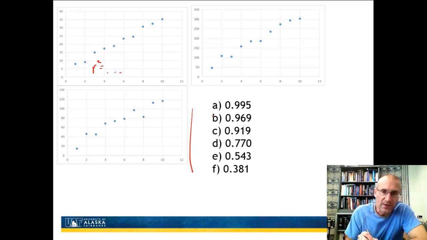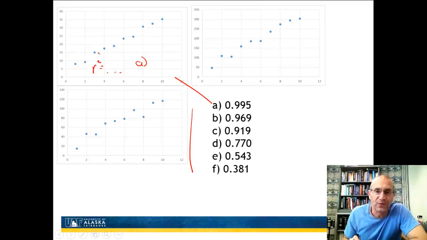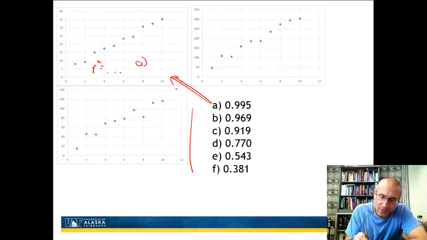Okay, I'll go ahead and give you the answers. This one on the upper left is A. Our r-squared value is 0.995. So even though you see some variability in that, it's actually a very, very good fit. And so that will give you an r-squared value of 0.995.